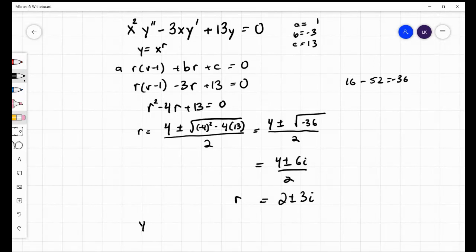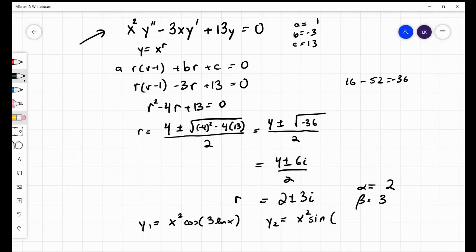The fundamental solution set to our Cauchy-Euler homogeneous equation: y1 would be x to the real part, that's 2. The imaginary part is plus or minus 3, we'll just use 3. So x squared times cosine of 3 times log x. The second solution would be x squared and sine of the imaginary part times log x.